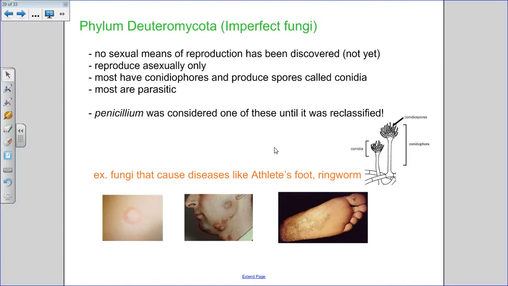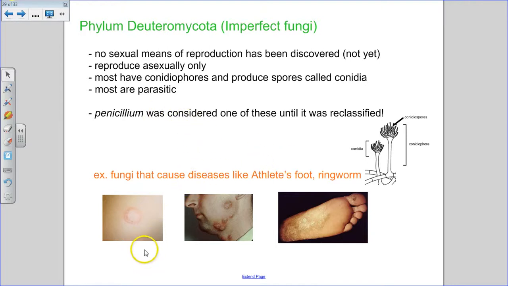Penicillium used to be considered, and in the old textbook I think it was still listed as Deuteromycota, but since then they've found that it does produce a sac-like structure during sexual reproduction, so it is grouped with the Ascomycota.